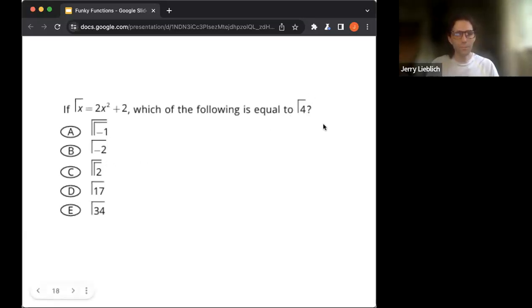So we're looking for L4, call it L, right? So that L4 is going to be equal to 2 times 4 squared plus 2. So that's going to be equal to 2 times 16 plus 2. So 32 plus 2, so 34.